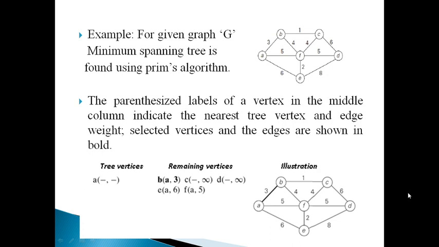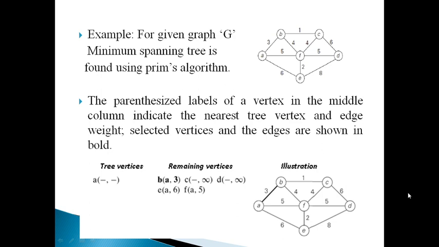Look into example. G is an undirected weighted connected graph. For this, we need to find out minimum spanning tree using Prim's algorithm. Taking A as a start vertex from which we will find out the nearest vertex. So 3 columns are mentioned. The first column shows the tree vertices selected initially. Second, the remaining vertices that need to be reached. And third one is the graph. In column 2 and 3, the selected vertex and the edges are shown in bold.